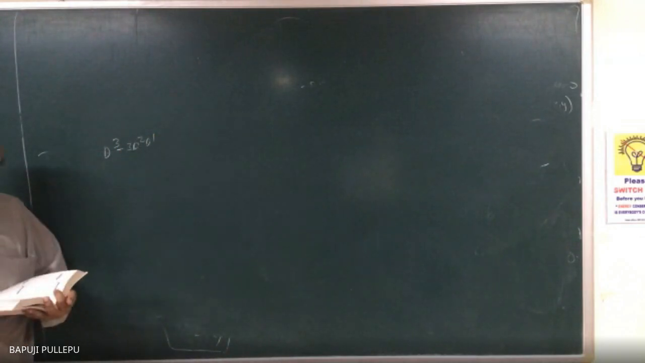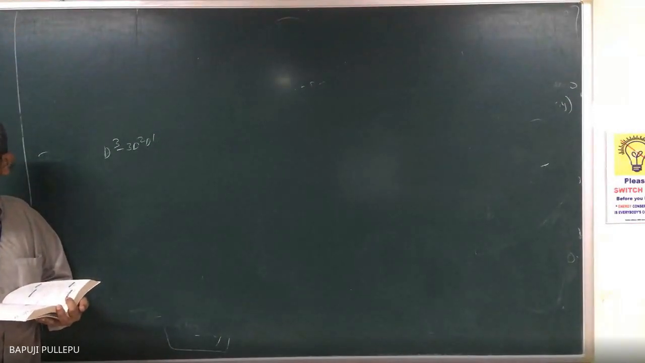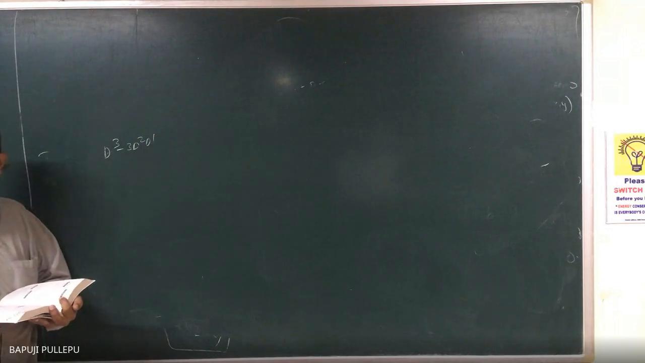Homogeneous means every term degree should be the same. Q means what, everywhere 3 only. That means it is not homogeneous. It is not a homogeneous linear differential equation.